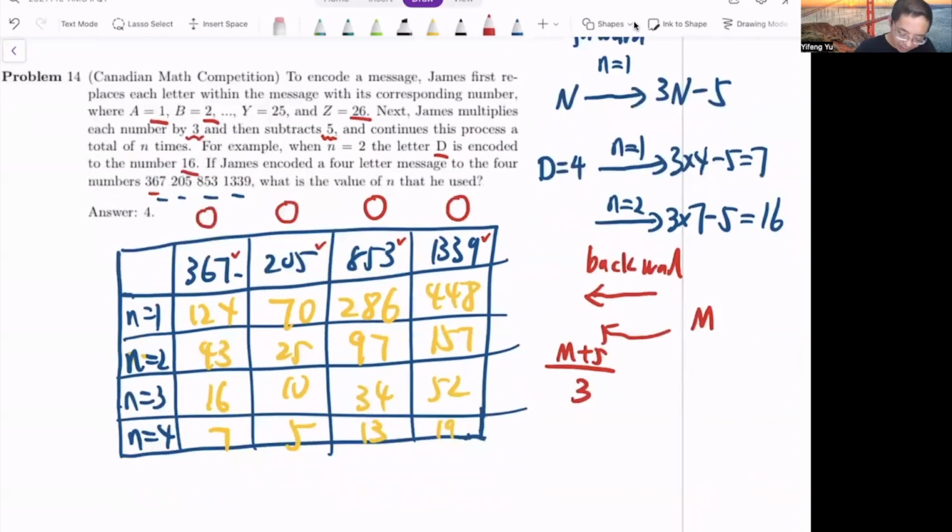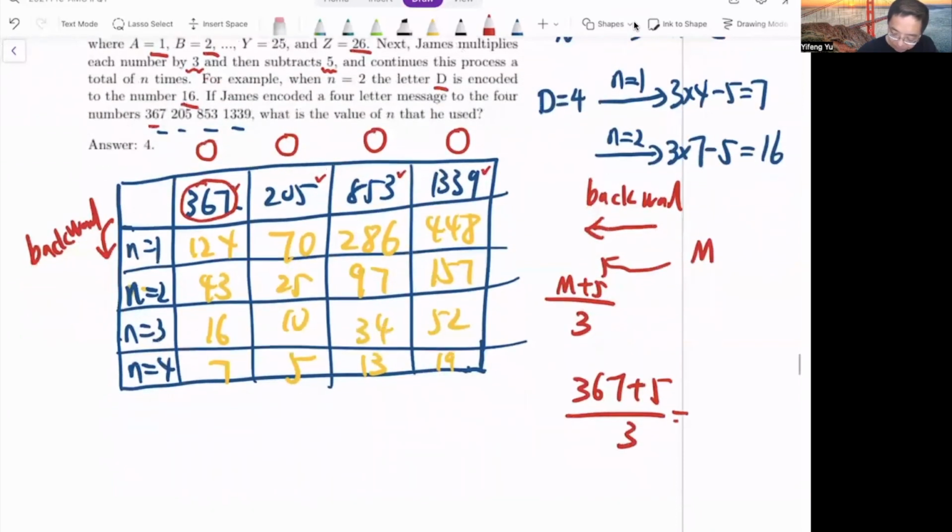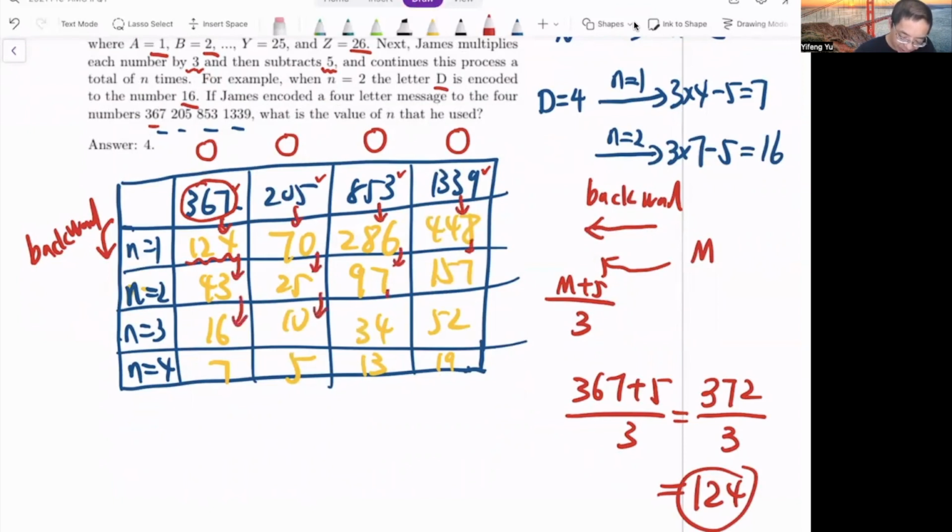Okay, let's see. We first go backward one time. Look at 367. So 367 plus 5 and divide by 3. What do we have? It is 372 divided by 3, so we get 124. This is how we get 124 here. And similarly, you go backward again, and then a third time, and then a fourth time, right? You just write all the numbers out, and then you see that's what we have.